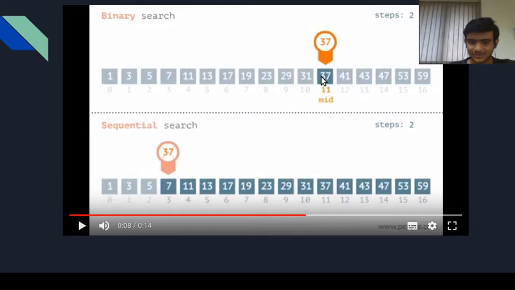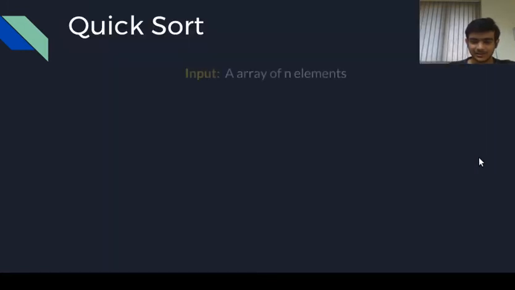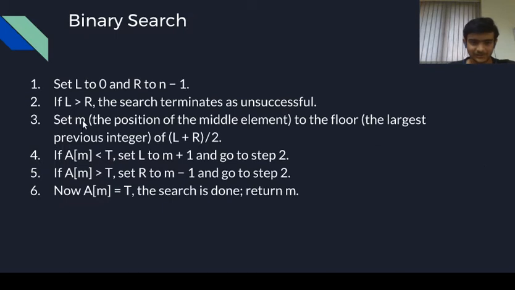Now if this was not 37, let's say it was 36, then the left pointer would have been set to 12 and the right pointer would have been 11, and as the right pointer is less than the left pointer, it throws an error, as you see here. So if L is greater than R, the search terminates as unsuccessful. This covers the case when the element was not in the array.